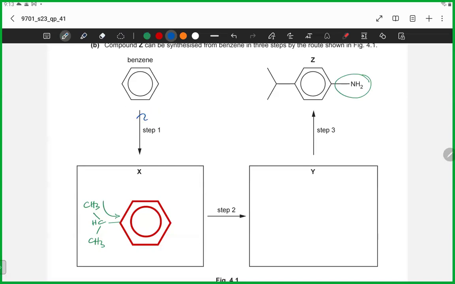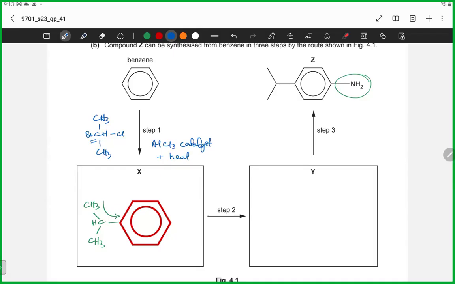How do I do alkylation? I need this molecule, which is CH3, CH2, CH, and it's got to have a Cl attached to it. So this carbon is positive, which is why this carbon gets attached to a benzene. There has to be an AlCl3 catalyst and plus heat.